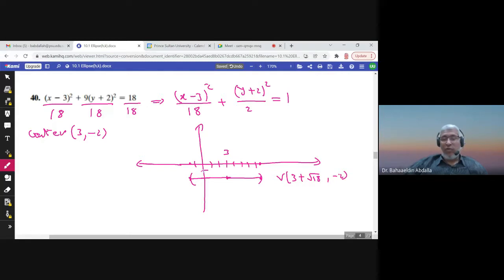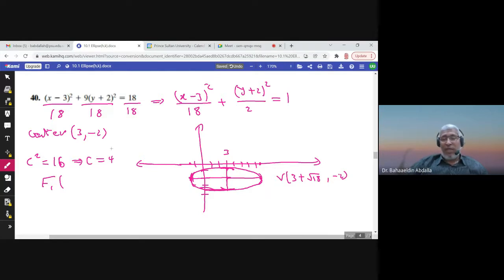Square root of 2 is 1.4. So I reach here. This is the minor axis. And here, I graph the ellipse. I can write the endpoints of the minor axis. The foci would be on the major axis. C square is 16, 18 minus 2. C is 4. The foci would be focus 1.